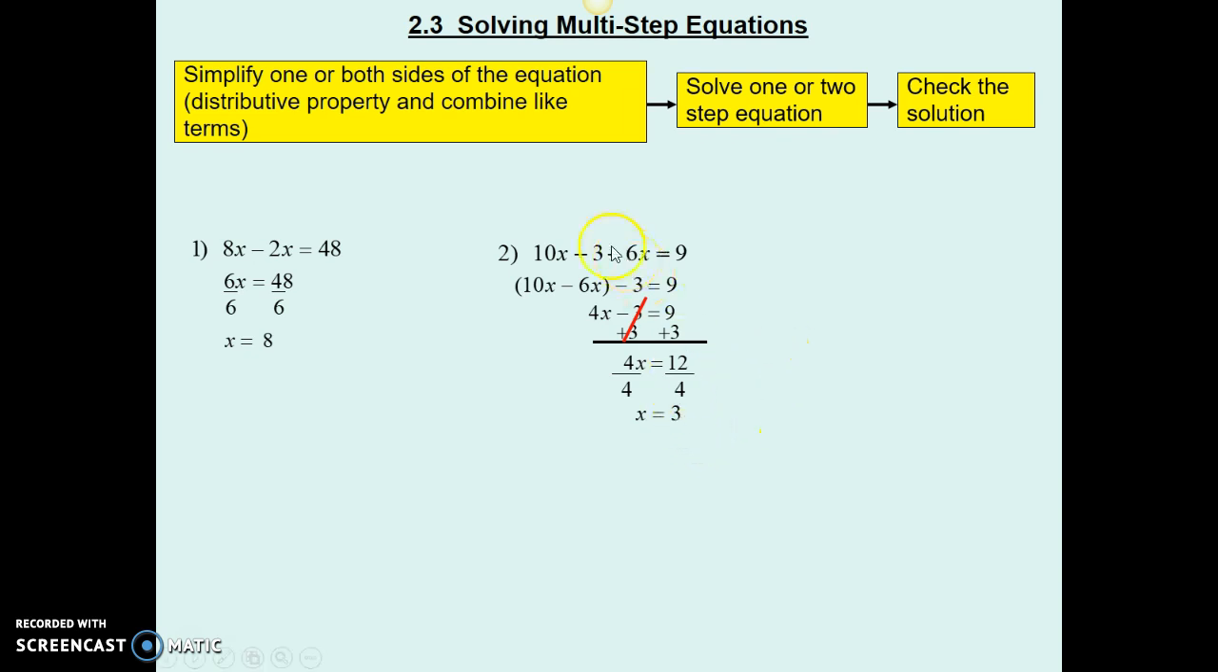Again, to check this, I would need to go back to the original equation, plug the 3 in for each of the x's, and make sure that that in fact gives me 9. So 10 times 3 would be 30. Minus 3 is 27. Minus 6 times 3. Well, 6 times 3 is 18. 27 minus 18 is in fact 9.